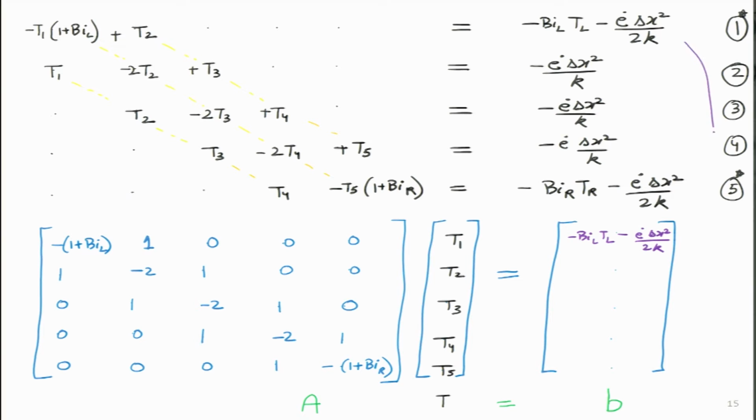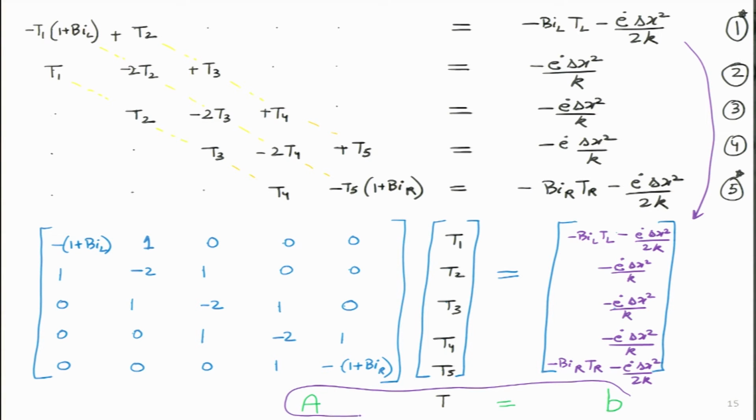So, what I am doing is I am just writing these things over here. The second term becomes minus E dot delta x square by k. Third term also becomes minus E dot delta x square by k. Fourth term same thing, and the last term comes from over here. So, minus B I R T R minus E dot delta x square by 2k. We will recheck whether we did the whole thing correctly or not, and the whole thing finally turns out to be a simple matrix like this.